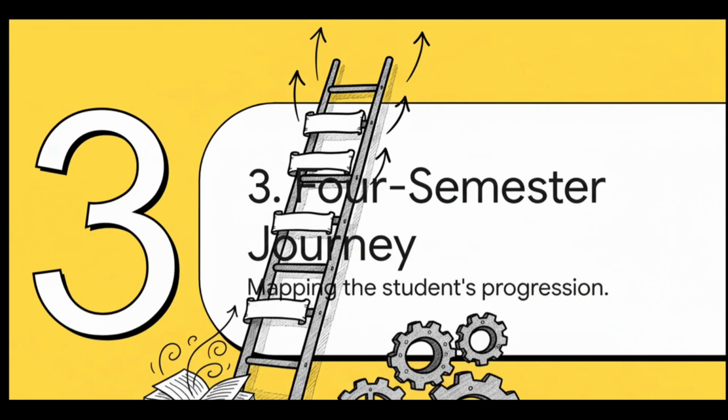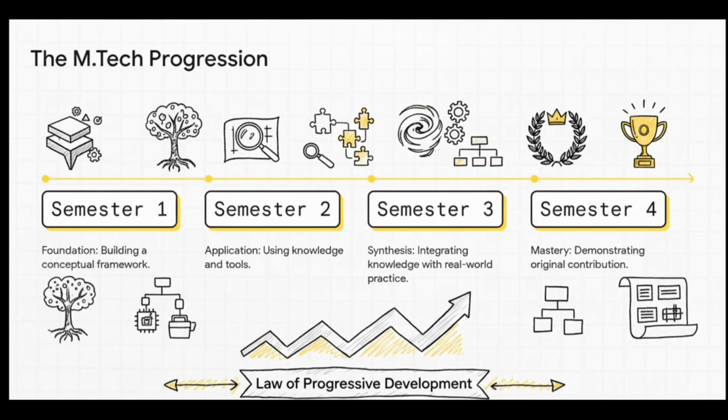Well, the entire 2-year program is engineered to guide students up that ladder, with each semester representing a new stage of their development. It's not a random collection of classes, it's a very carefully sequenced ascent. And you can see this progression mapped out so clearly. Semester 1 is all about the foundation. Semester 2, application. Semester 3 is where the synthesis begins. And it all leads to that final semester, the demonstration of mastery. This actually reflects a core educational idea called the law of progressive development, where each stage builds logically on the one that came before it.